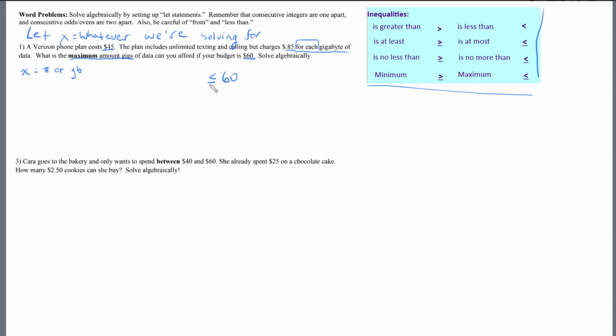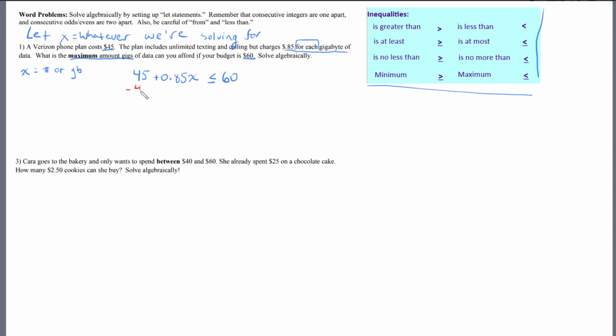Okay, now let's think about what we're spending. The plan starts at 45 and we're charging 0.85 for each gig. So plus 0.85 times each gigabyte. From there, we're just going to go ahead and solve for x, like any old algebra problem.